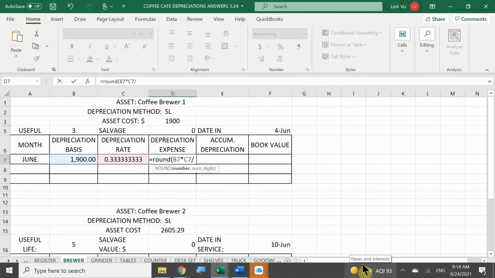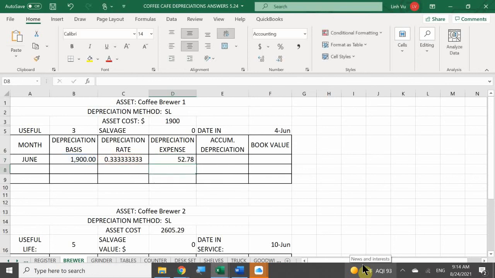$52.78. 52.78. So, if we did 1/3 of 1,900, that is for the whole year. Here, Erica recognized that we're only doing it for the month. So we had to divide the whole thing by 12 to give us what 1 month of depreciation is. So in this case, 52.78 is correct. All right.